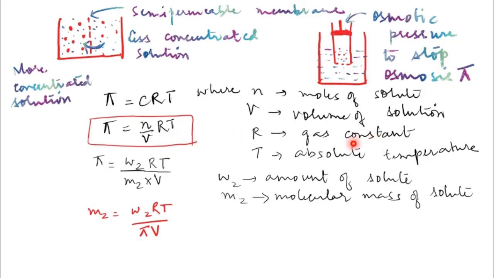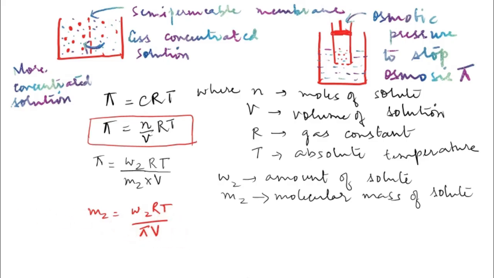R, the gas constant, and T, the absolute temperature. This will lead to this formula because we are replacing n by W2, the mass of the solute, divided by the molar mass of the solute. And from here we can again calculate the molar mass of the solute, which is W2RT divided by piV.